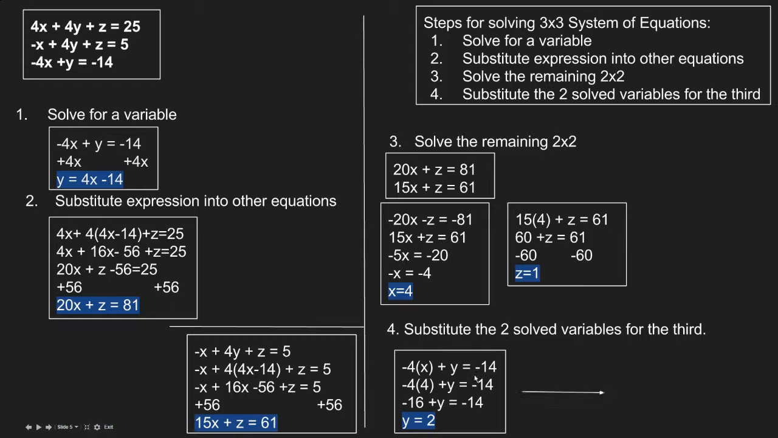And then you're going to turn this into your answer by having it alphabetically ordered by x, y, and z, and then you're going to correspond that with x is 4, y is 2, and z is 1.